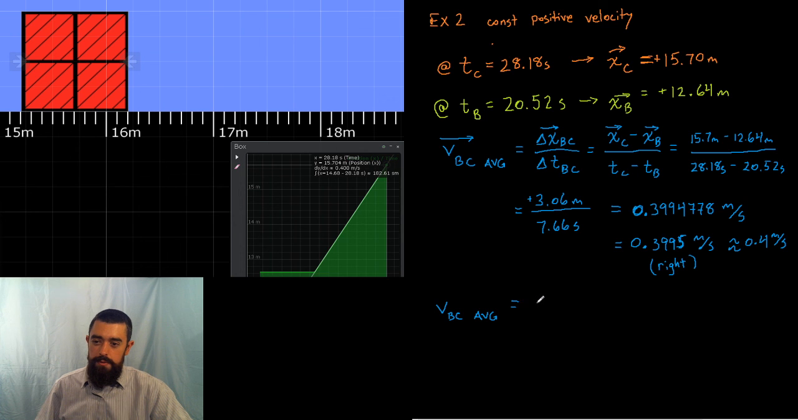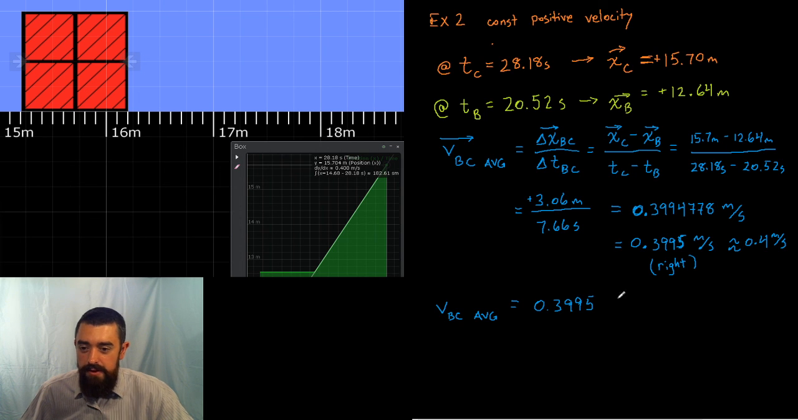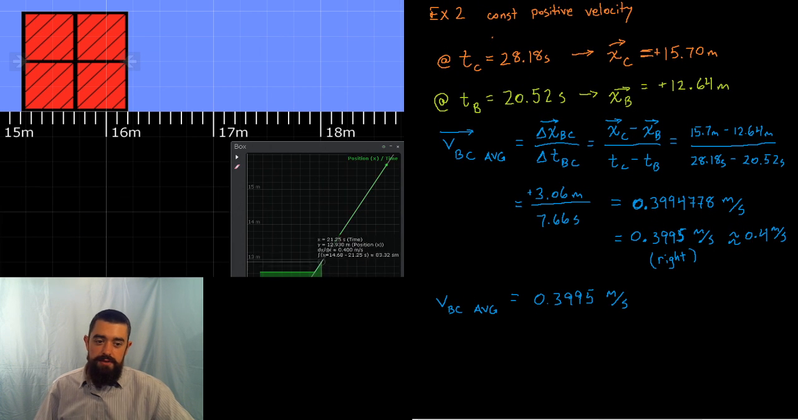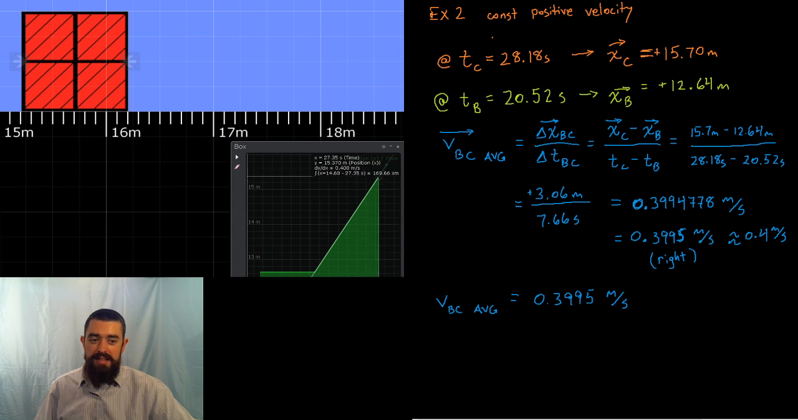So I want to just say, all right, 0.3995 meters per second. And I don't include anything. That was the speed. All right. So that was from this time point, 20.52 seconds, to this point in time, 28.18 seconds. There was constant velocity. The velocity was not changing.